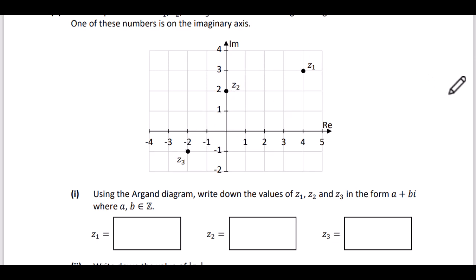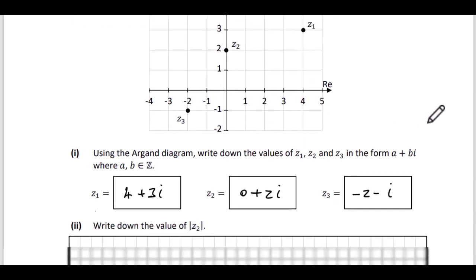Using the Argand diagram, write down the values of Z1, Z2 and Z3 in the form a plus bi, where a and b are elements of Z. Okay, so Z1 is out here, so that's going to be 4 plus 3i. Let's write that in, 4 plus 3i. Z2 is here, and that's going to be 0 plus 2i. And Z3 then is out here, that's -2 minus 1i. That's it for part 1.